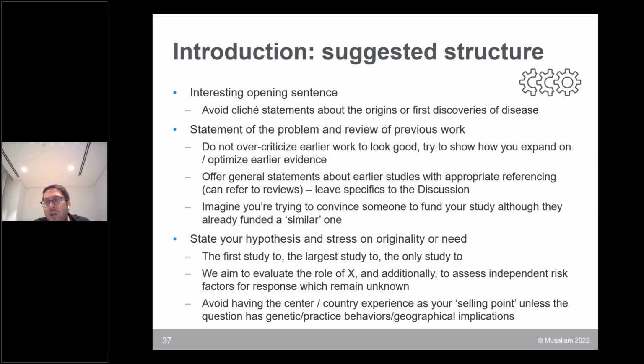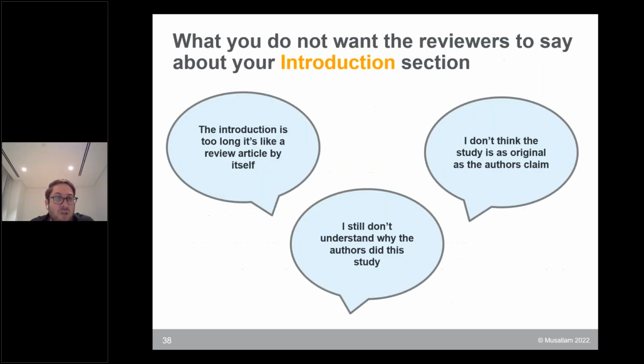And I wouldn't focus a lot on a country or a center experience, because you make your paper look less generalizable. If you say this is our experience in the center, maybe add to it that these are lessons learned, for others to benefit from.